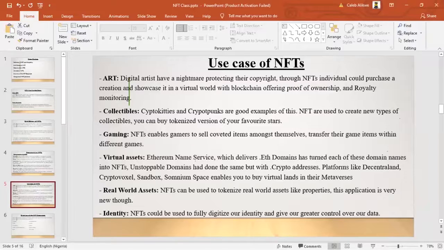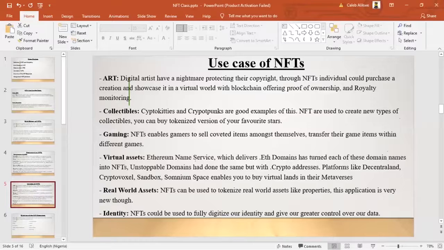Then virtual assets. Ethereum Name Service delivers .eth domains that have turned each of these domain names into NFTs. You have Ethereum Name Service, you have Unstoppable Domains. Also, when you get Unstoppable Domains, you get those crypto addresses. Then platforms like Decentraland, CryptoVoxels, Sandbox, Somnium Space enable you to buy virtual land in their metaverses.